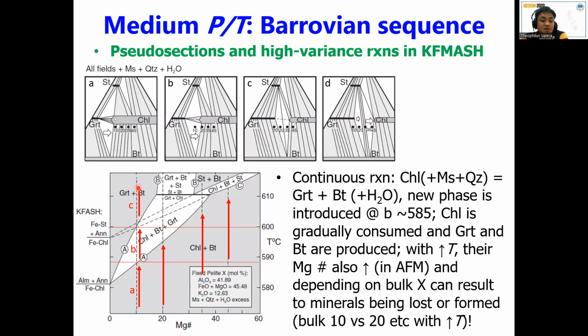With increasing temperature, the magnesium number also increases, and depending on bulk X, can result in minerals being lost or formed. So that's bulk 10 versus 20 versus 35 and 45. I suggest you try it by yourself, to see what the reactions are or how the reactions progress.